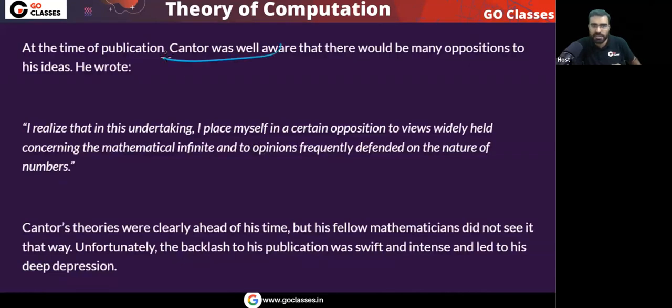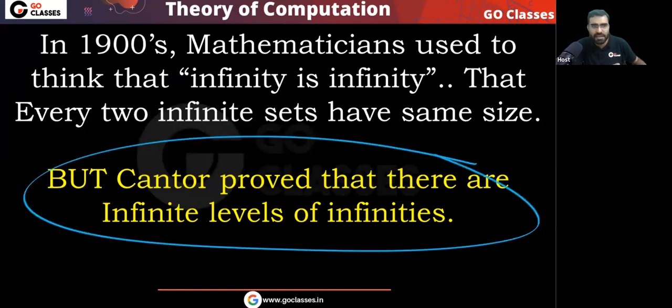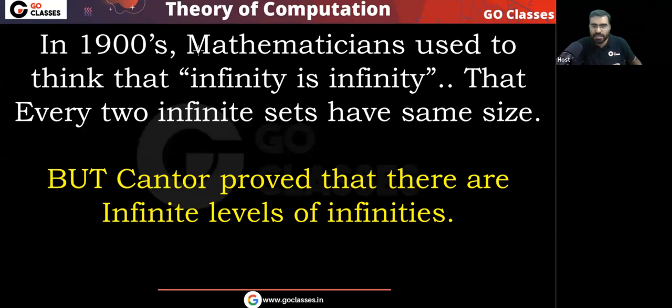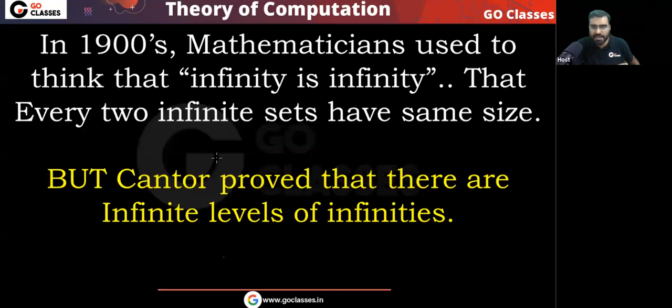So actually, you can see Cantor was well aware that what he had invented would not make mathematicians happy. He knew this. Basically he said that his opinion did not go with the typical opinion about the nature of infinity. Cantor said that mathematicians at that point of time did not understand infinity. Their understanding of infinity was not correct.